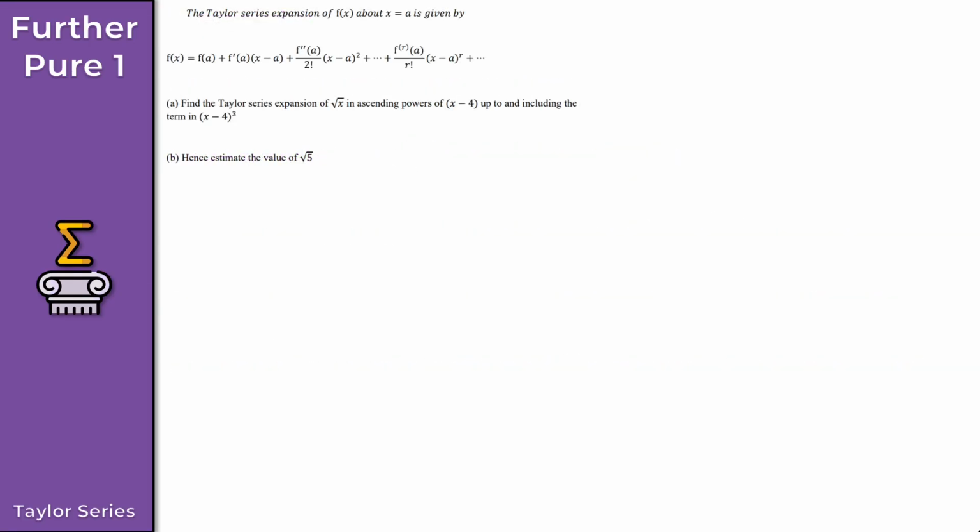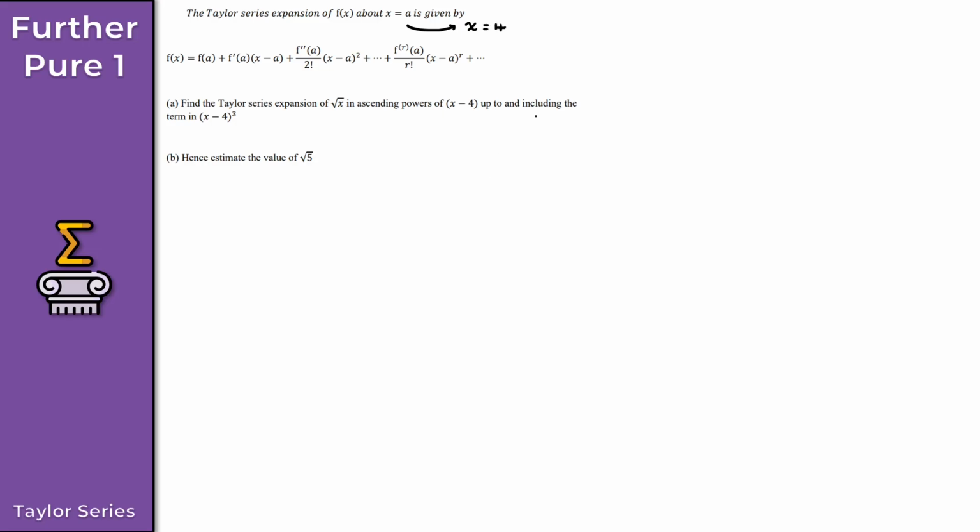Let's get started with question 1. The first part of this question, part A, asks us to find the Taylor series expansion of root x in ascending powers of x minus 4 up to and including the term in x minus 4 cubed. You might have already noticed that we are actually given the relevant result for the Taylor series expansion of f of x about x equals a. That just makes our life a little bit easier. Before we start with part A, let's note that we're expanding about x equals 4.